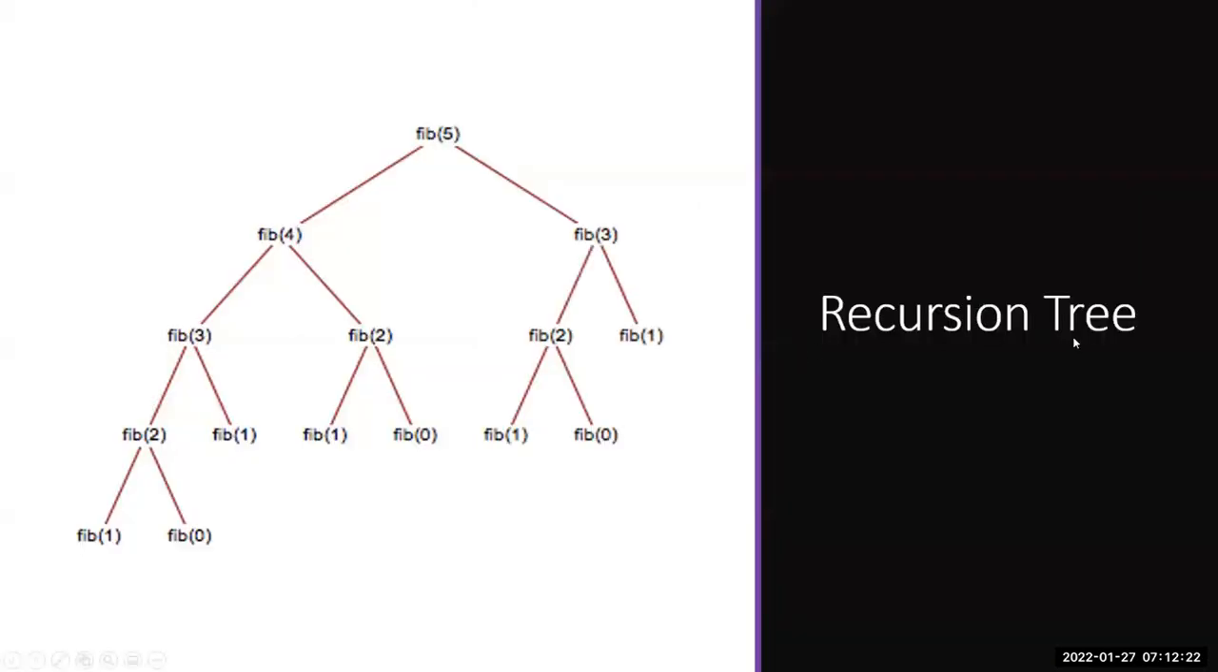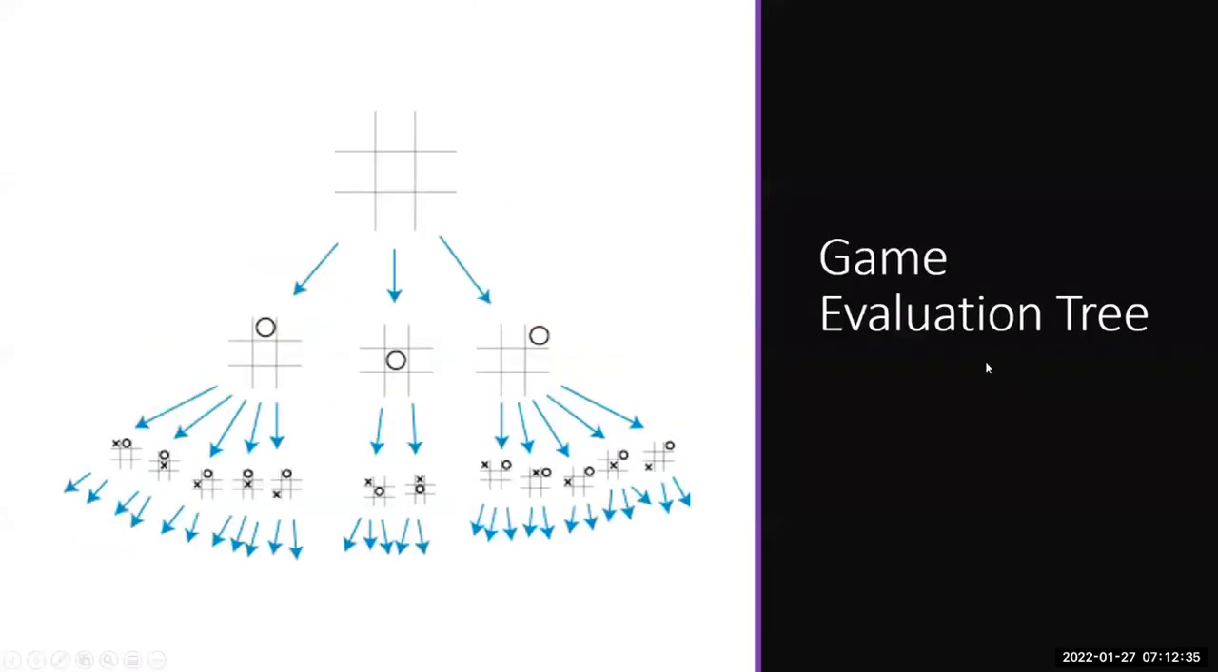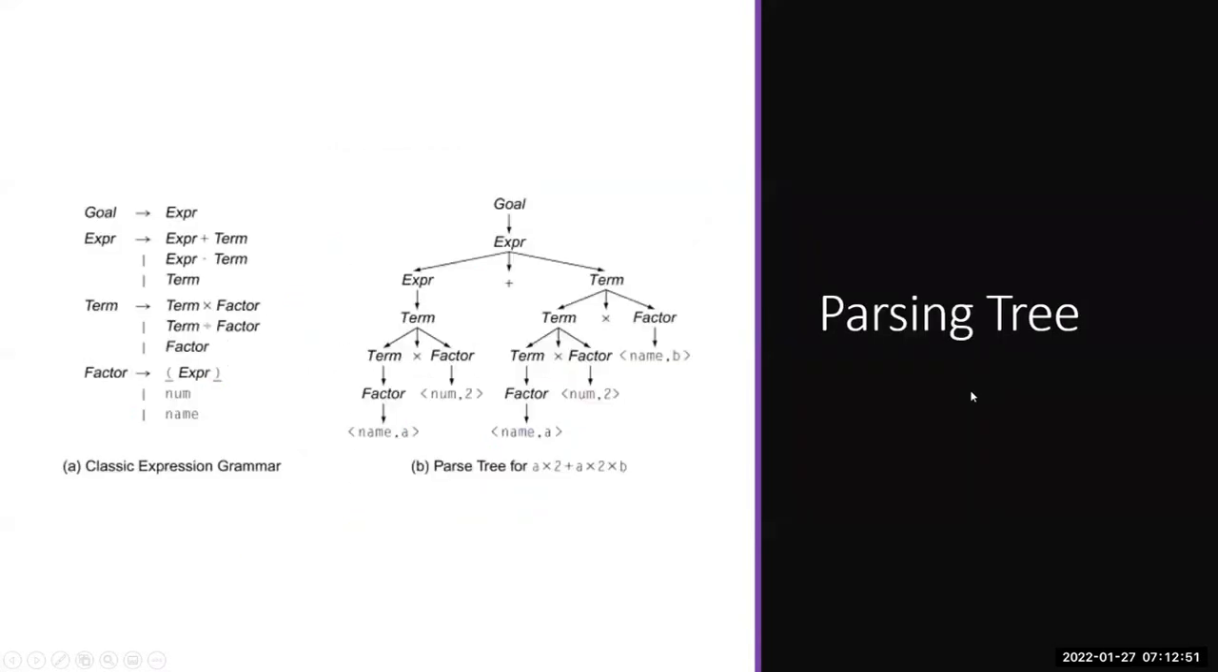And you may have recursion tree. Recursion tree such as a Fibonacci tree is a recursion tree, but recursion tree sometimes did not build the tree itself. It actually is just a function call. We call it recursion tree. And you may have game evaluation tree, say this tic-tac-toe. You have different start points, center point, or some side point or some corner point, and you develop the strategy called game evaluation tree.